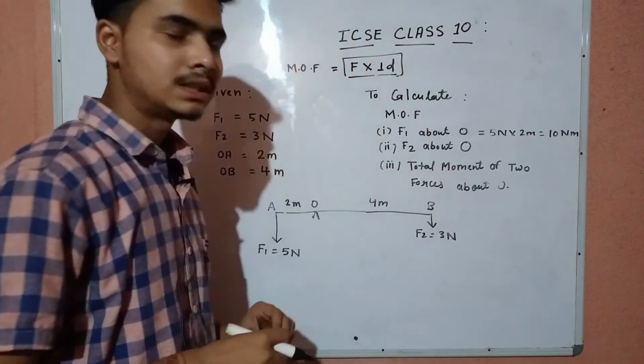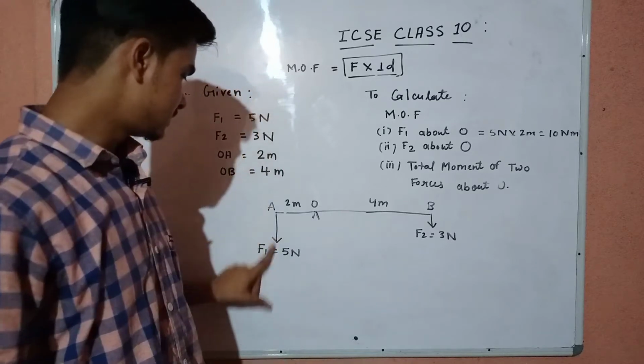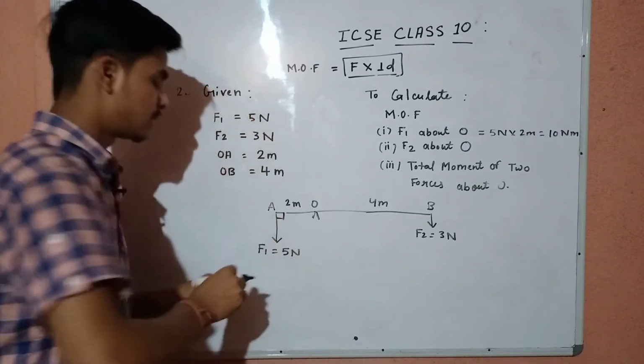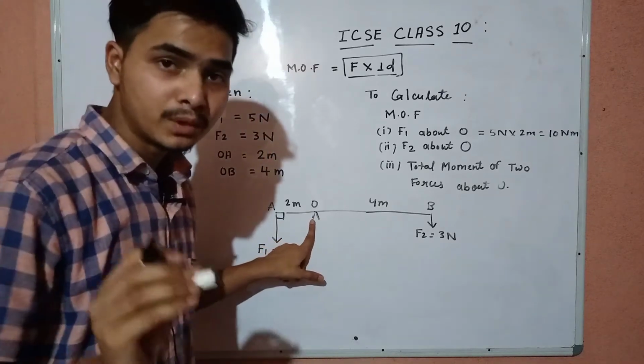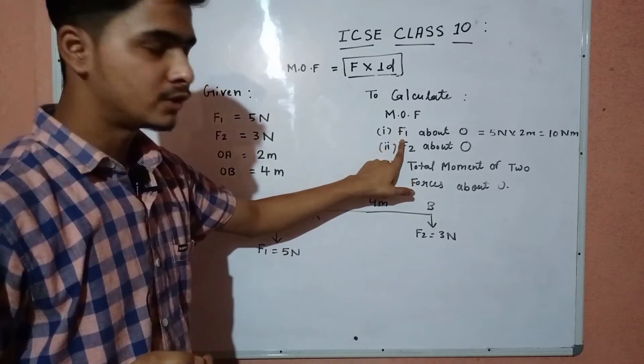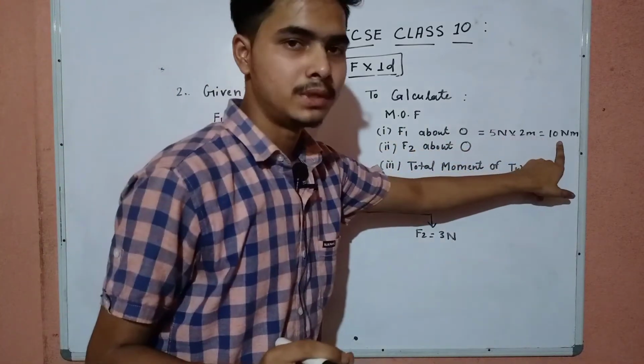I think the concept is clear. The force is this and the perpendicular distance from the pivoted point is 2 meter. Hence the moment of force F1 about O is 10 Newton meter.